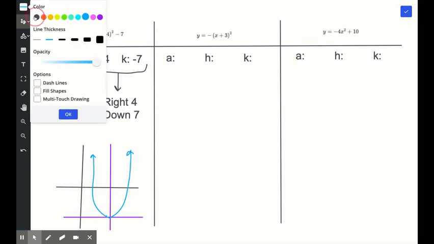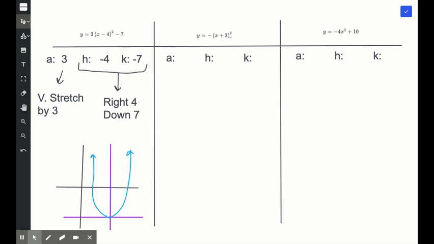Now let's keep going. This is one where I have an A position, but something else is missing. So we have to identify what is missing. Well, whenever you see the parentheses, you have an H. Say it again. Parentheses means H. So let's identify. Your A value is this negative out front. I'm just going to call it a -1. You can just put negative, that's fine. Your H value is a +3, and your K value is a 0.